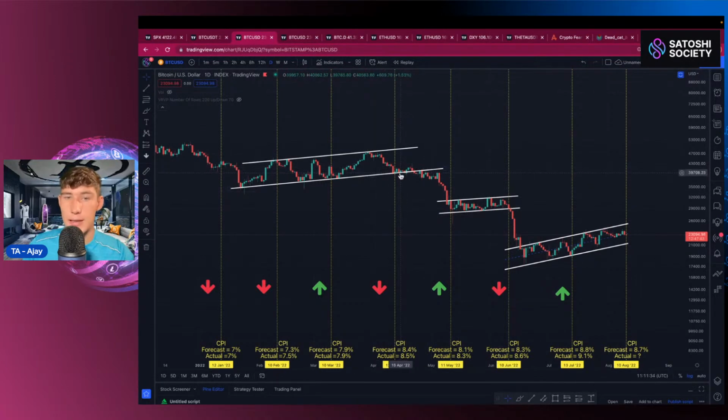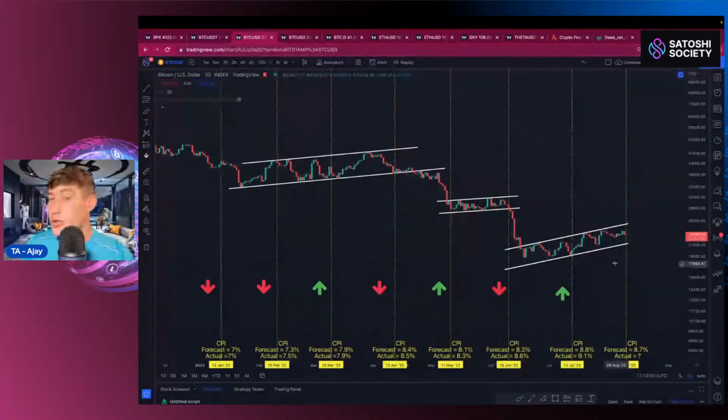So you can see it back here. We broke towards the downside right here. We had the CPI print come in higher than expected at 8.5, where the forecast was 8.4. And then we got that leg towards the downside. Same thing happened on the 10th of June. You can see we have this bear flag here. We broke towards the downside after we got the CPI print coming in higher than forecasted. So 8.6 was the actual CPI print, and the forecast was 8.3.